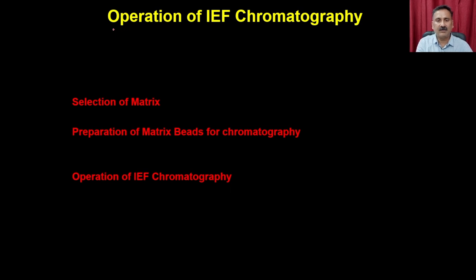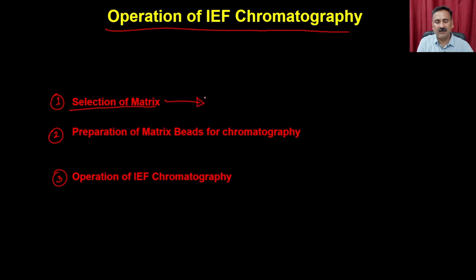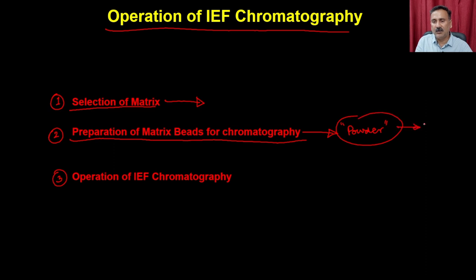When you want to start running ion exchange chromatography, you have to follow three steps. Number one, you select the matrix. We have discussed many types of matrix, like weak cations, strong cations, weak anions and all that, so you have to choose the matrix. Then you have to prepare the matrix beads for the chromatography. These beads are always supplied as a powder, so this powder has to swell in a buffer where you are planning to perform the chromatography, and that's how you prepare the beads.